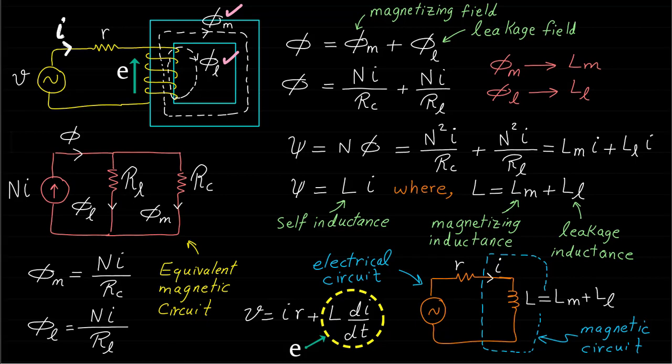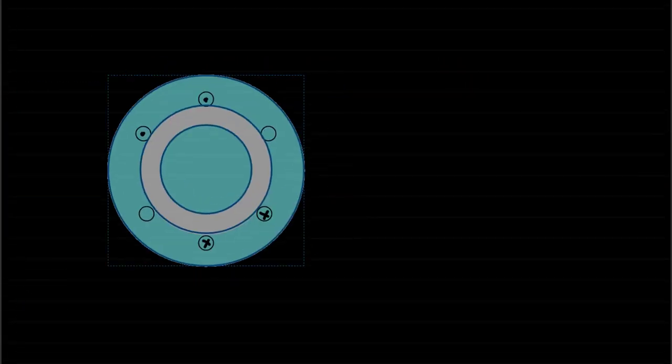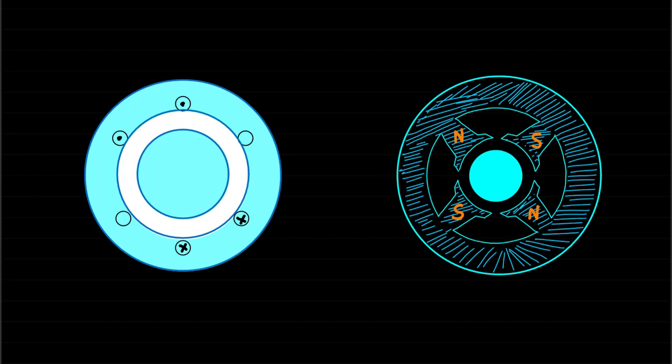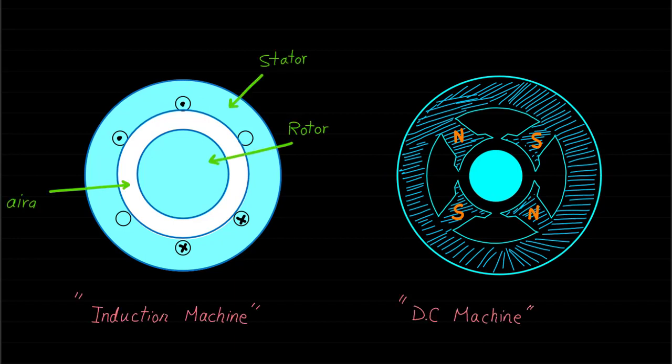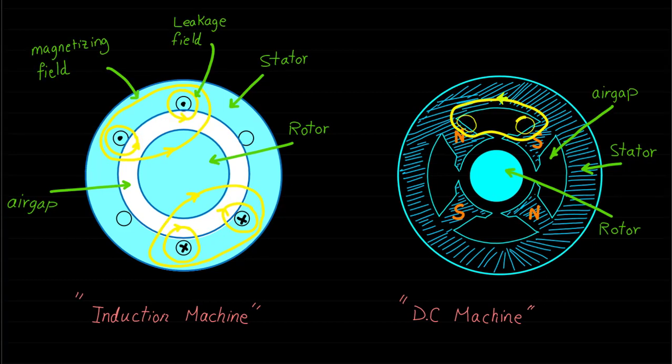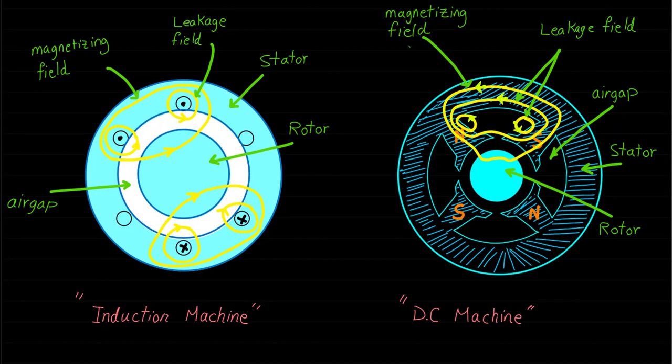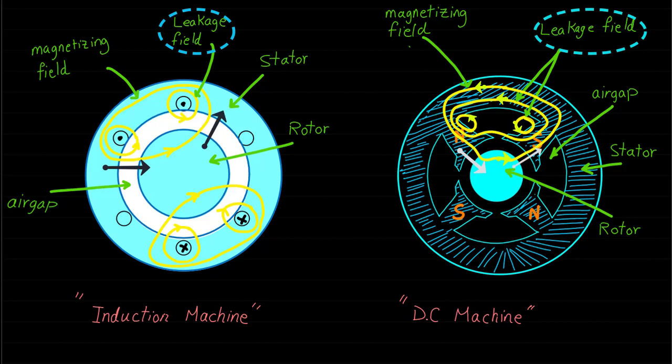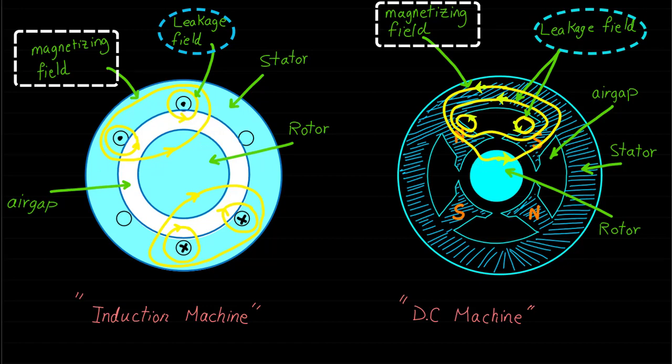Before ending this lecture, I would like to show you some examples about how the leakage magnetic fields and the magnetizing magnetic fields are flowing in some rotating electrical machines. At this point, you do not need to know more details about the electrical machine. However, all you need to know is that the magnetic fields that do not cross the air gap are representing the leakage magnetic fields, while the magnetic field lines that are crossing the air gap represent the magnetizing magnetic field or the main field that is used in generating the torque.